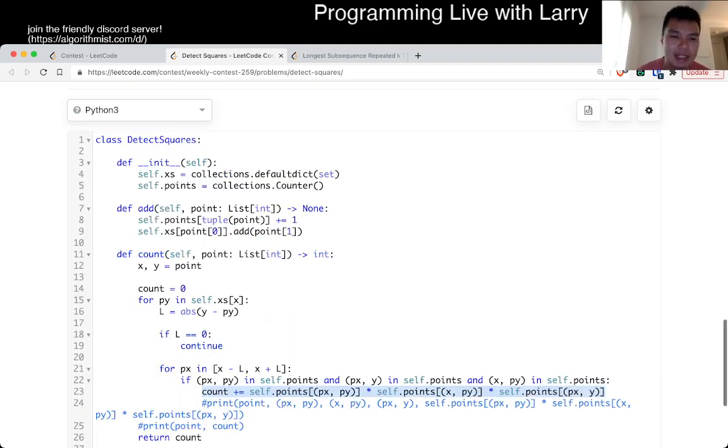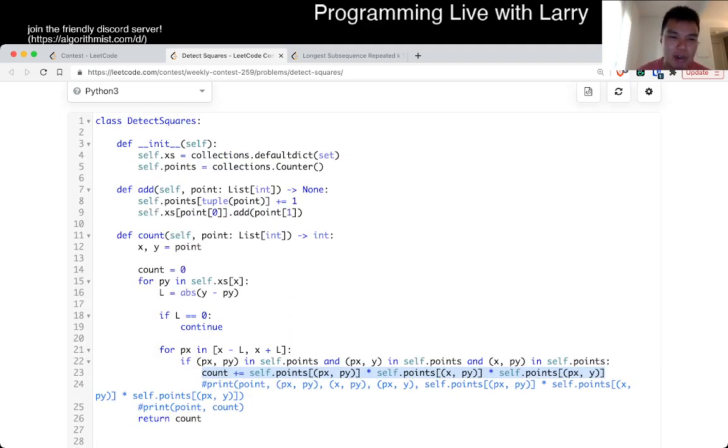The complexity of this is O of 1 for add. So the hard part is going to be count, and this is just going to be O of n, where n is, roughly speaking, the number of points, though in actuality, it depends on the composition of the inputs.